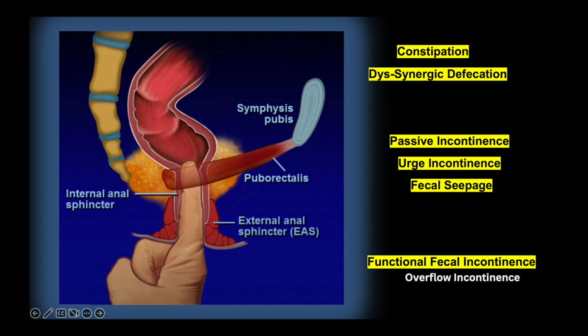This happens when the sensory nerves or the visceral ganglia of the rectum or the anal canal have got injured. The last one is functional fecal incontinence, which is very similar to urinary overflow incontinence, wherein the sensation or the parasympathetic control has gone wrong, which presents as incontinence.